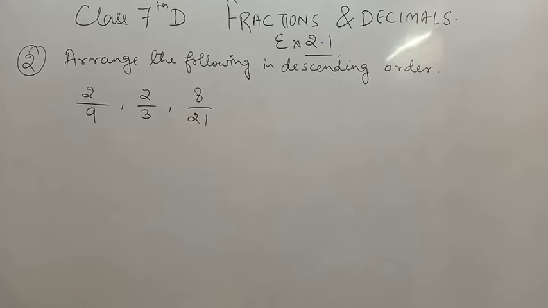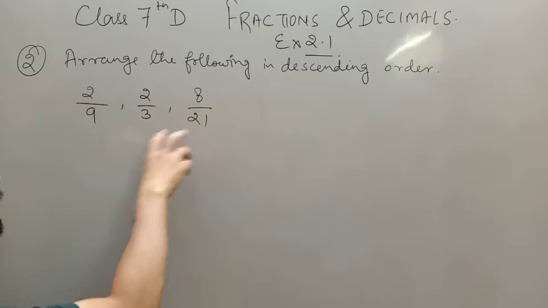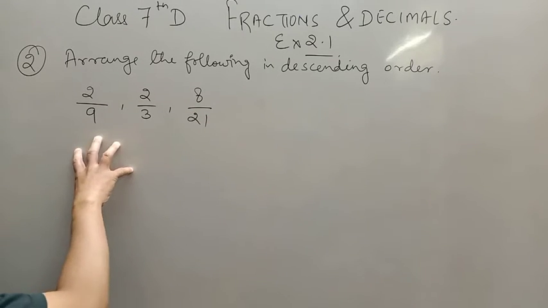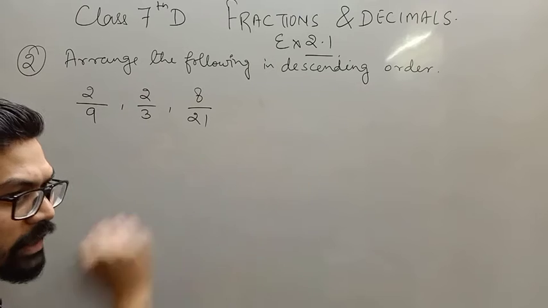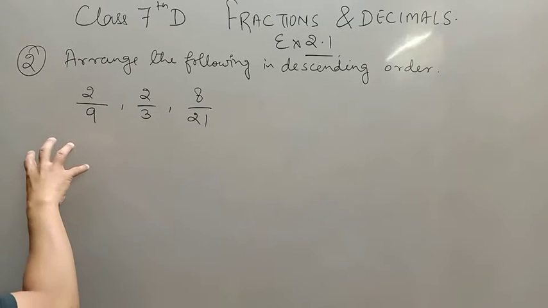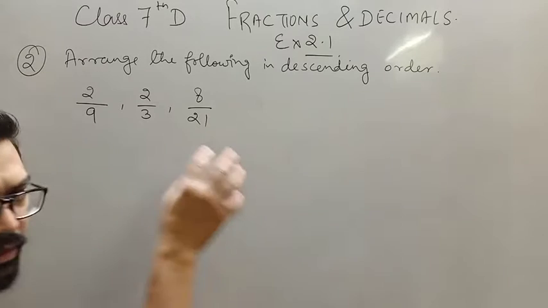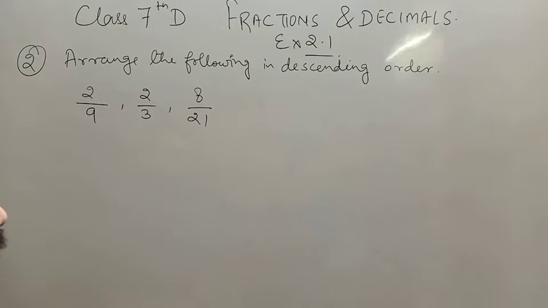Now the next question is, arrange the following in descending order. That means you have three fractions and you need to arrange them in descending order. That means first the greater value, then the smaller value, then the smaller value, right? So on the left side you have the greatest value, and on the right-hand side you have the smallest value.